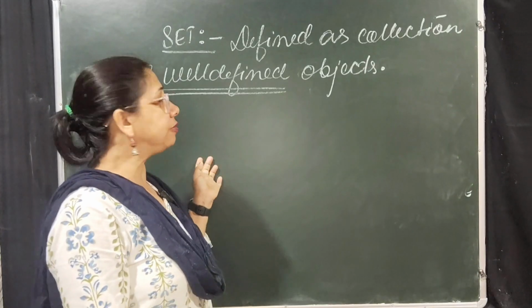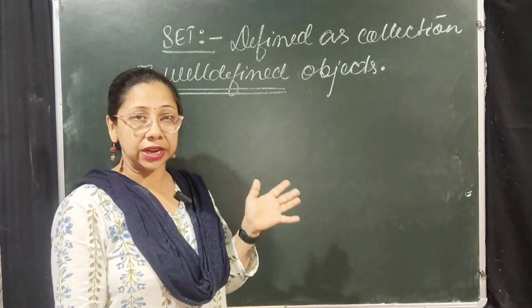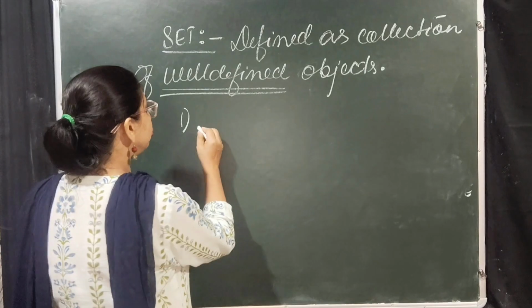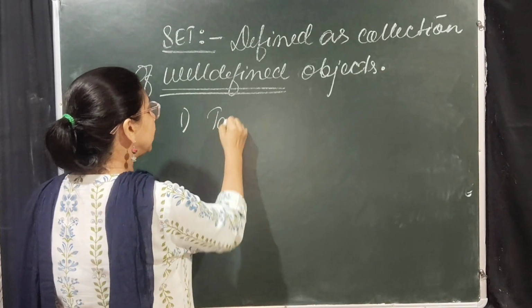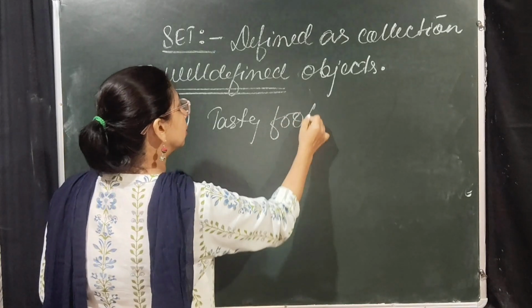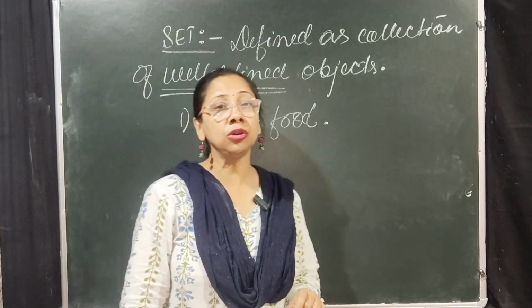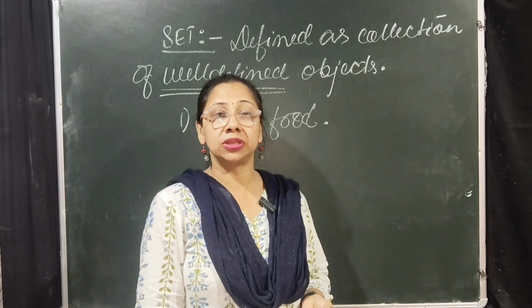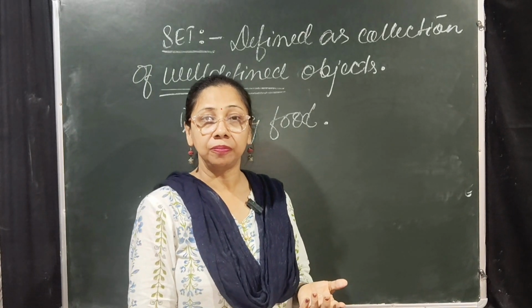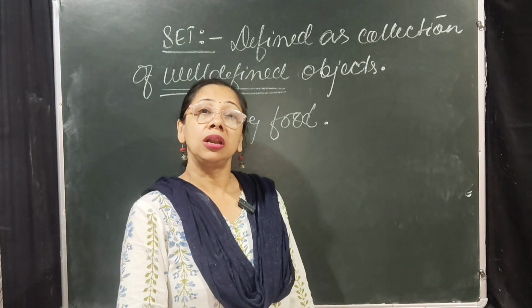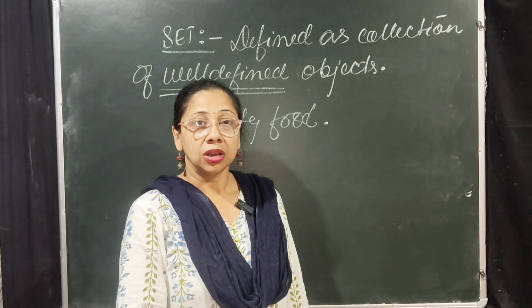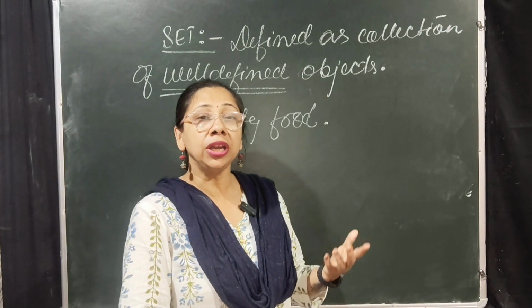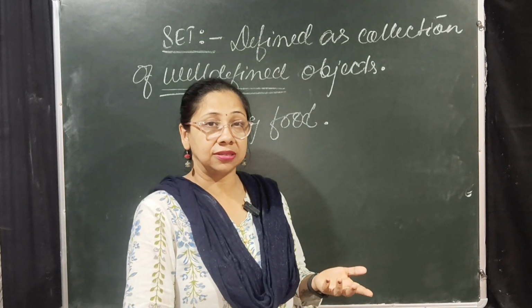In set theory, well-defined means distinctly presentable. Let us understand this concept using two examples. If you are asked to write down a set of tasty foods, can you assure that each one of the class will write the same items or same foods in that particular group? You cannot assure that because everyone may like different foods. It is a qualitative characteristic of human beings that we have our own choices, likings, right?